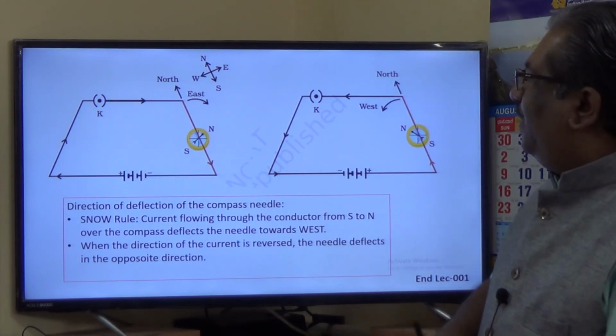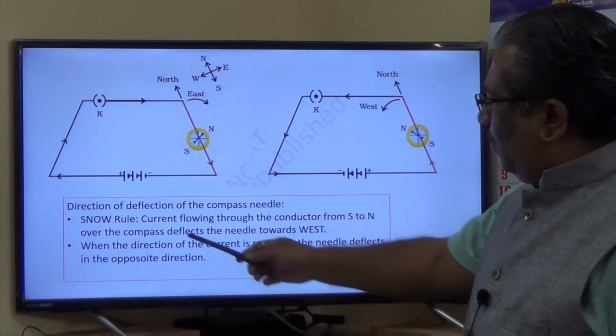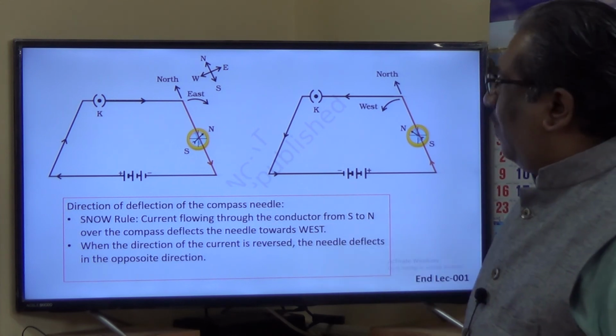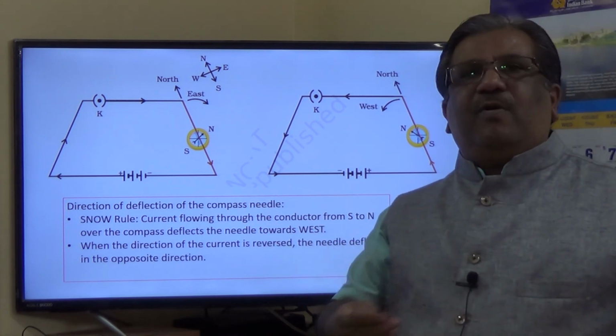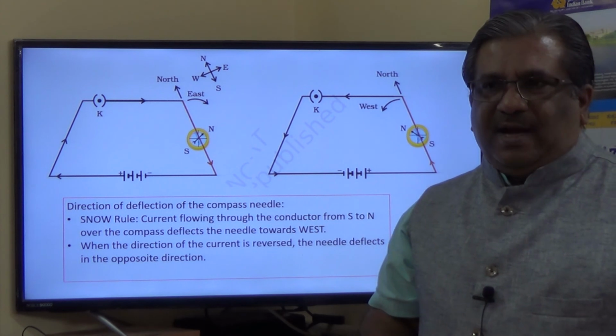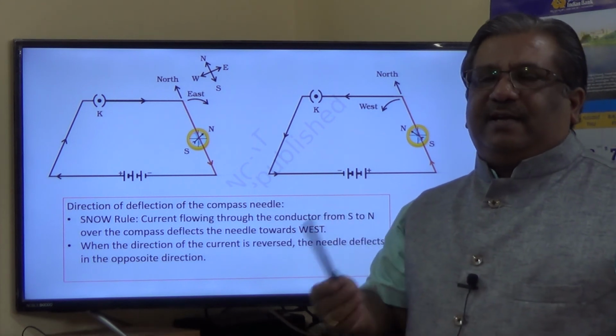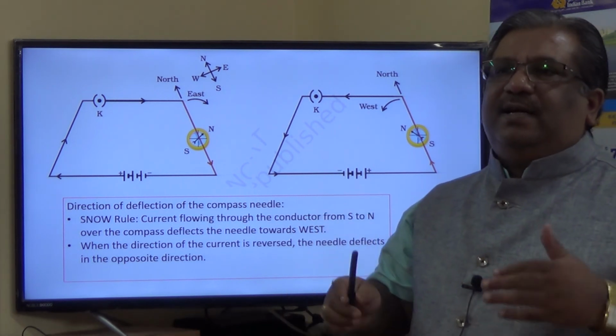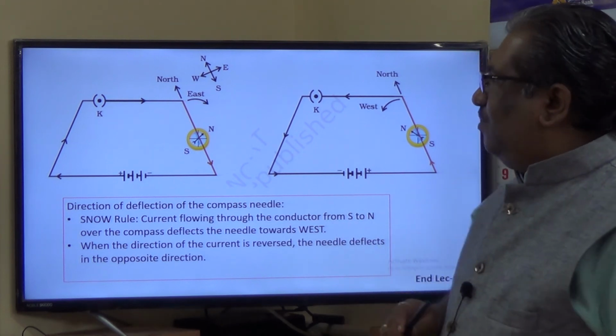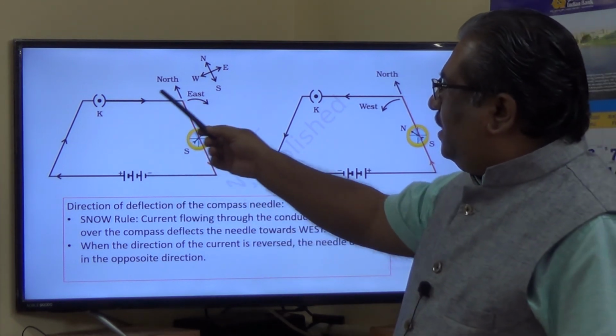See, dear students, the SNOW rule I have written here also. This you can note down. SNOW means south to north over the compass towards the west. A current flowing from south to north in a conductor which is placed over the compass deflects the needle towards the west. That is the SNOW rule. This is the given diagram.